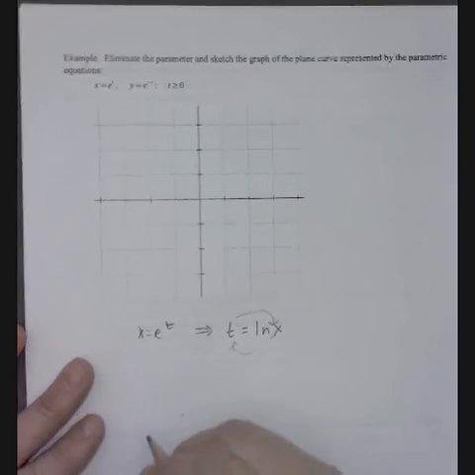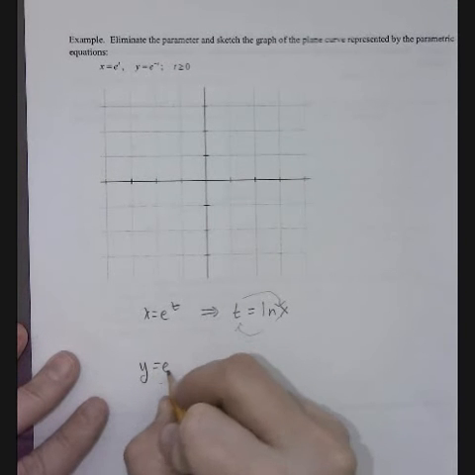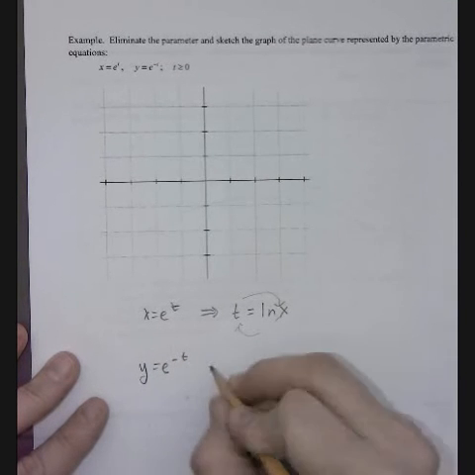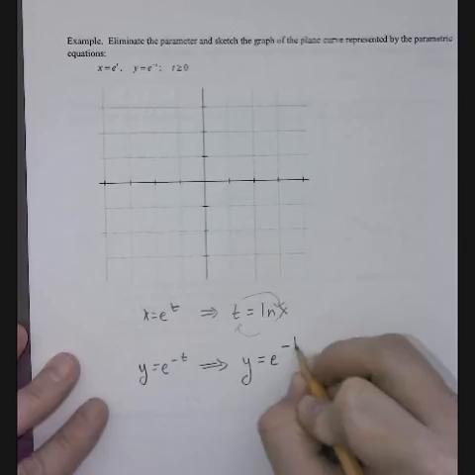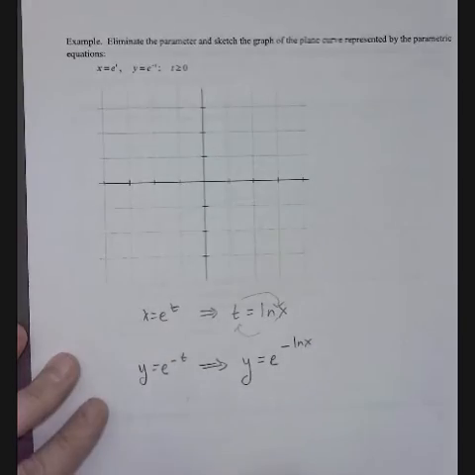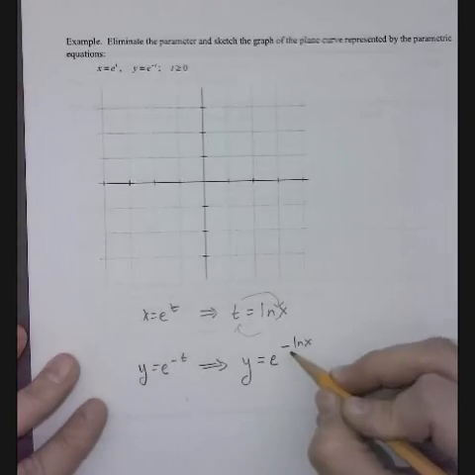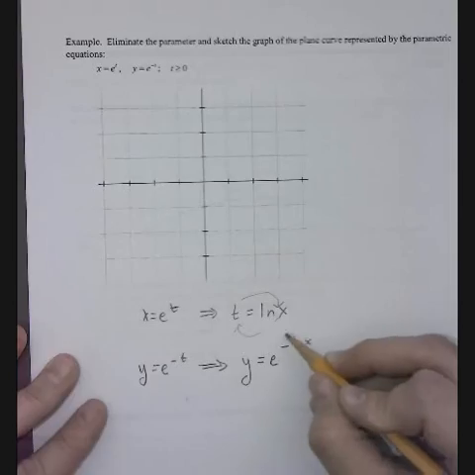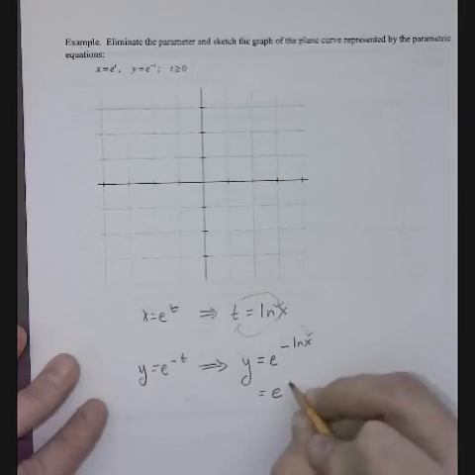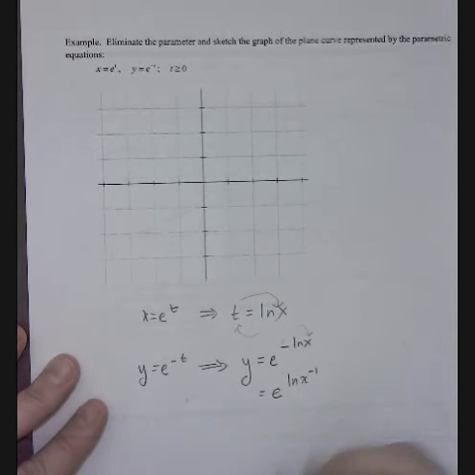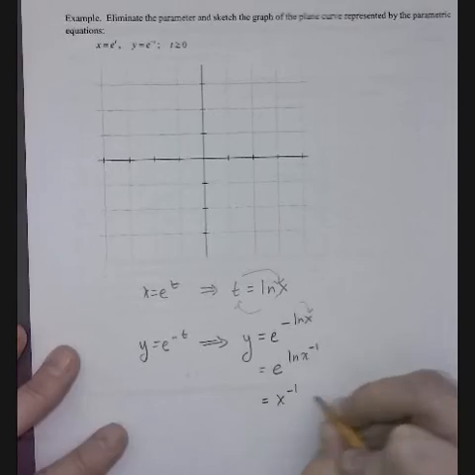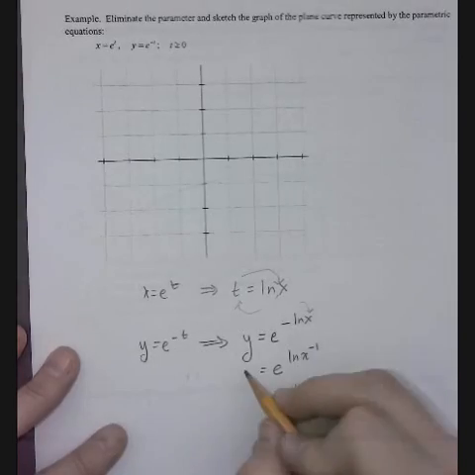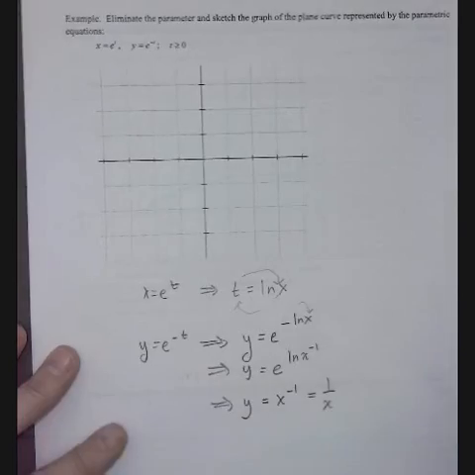So in y equals e to the negative t, plug this in. This implies y equals e to the negative natural log of x, and the negative here, this is a -1, can come up as a power. These are inverse functions. They'll cancel each other out, so we just get x to the -1, which is 1 over x. So y equals 1 over x.